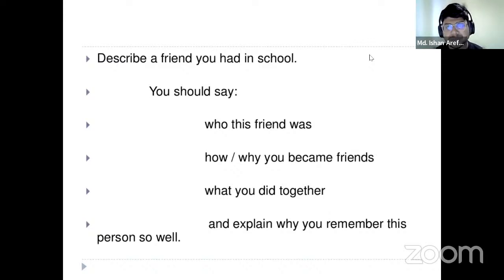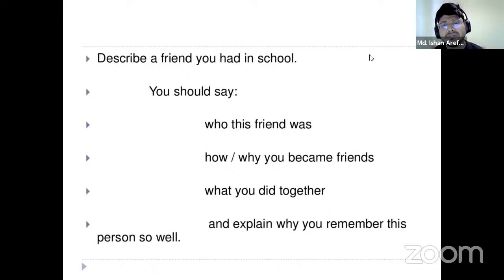So first you have to say who this friend was. Maybe you can say that the friend's name is X, and he was my school friend. I met him when I was in class 2. So we started school together in Dhaka, and the friend used to be a football lover, so we used to play football together. That's how we became friends.